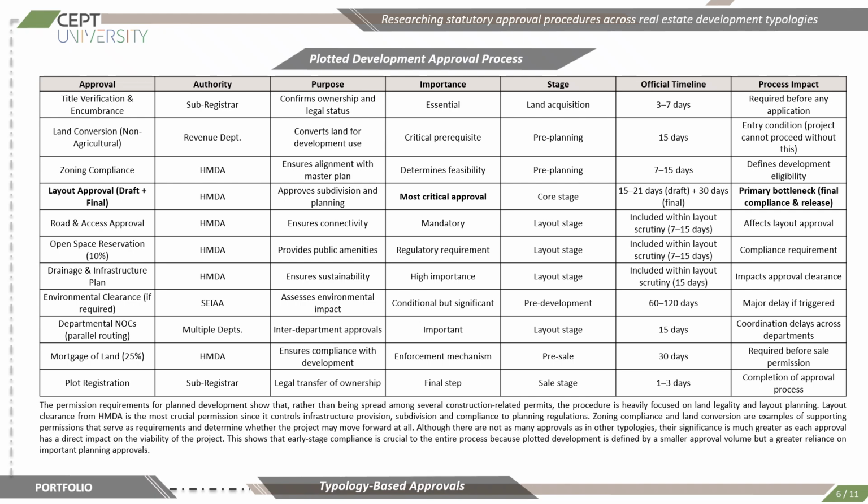The final stage is plot registration, where ownership is legally transferred to the buyers through the registrar's office. The key conclusion from this analysis is that plotted developments involve fewer approvals when compared to other development typologies. Each approval carries much greater strategic importance because it directly affects the project viability, legality, and planning compliance. This demonstrates that early stage planning approvals are very critical in determining the success and viability of plotted development.